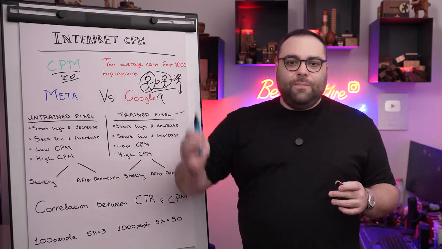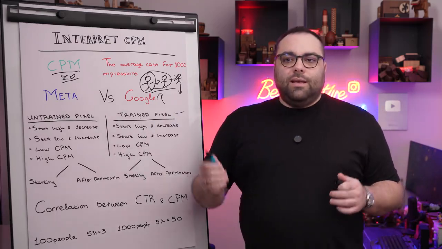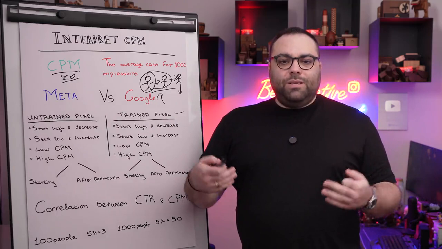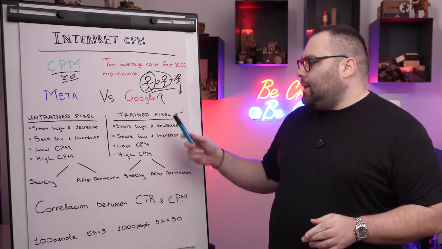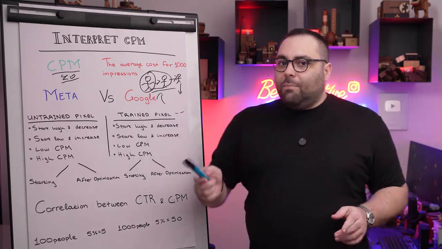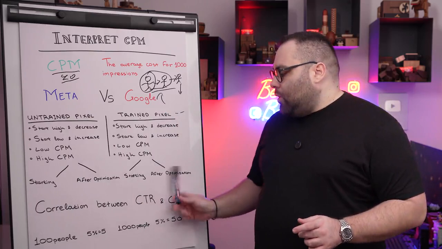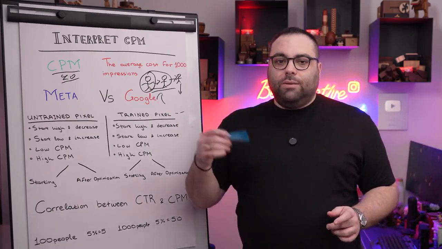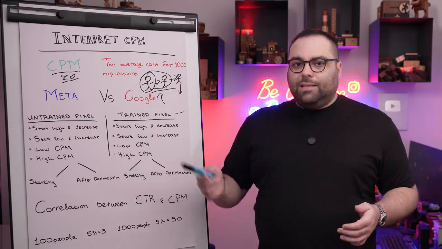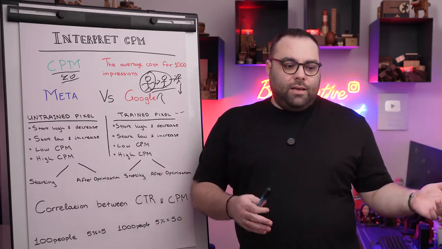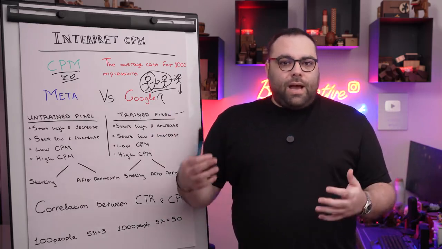We don't want to see ups and downs and fluctuations, because that's the whole point of a trained pixel: it means more stability. So seeing low and then an increase is not necessarily a bad thing for a trained pixel, as we said earlier, at the start or after optimization. Maybe on high AOV items, of course, it's not going to happen drastically in smaller and smaller ticket items or daily routine price items.